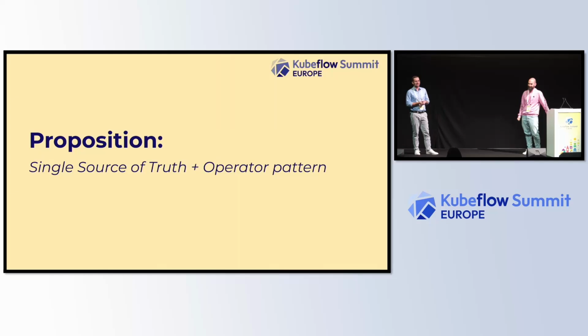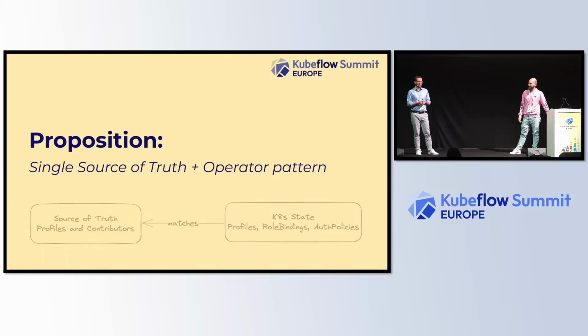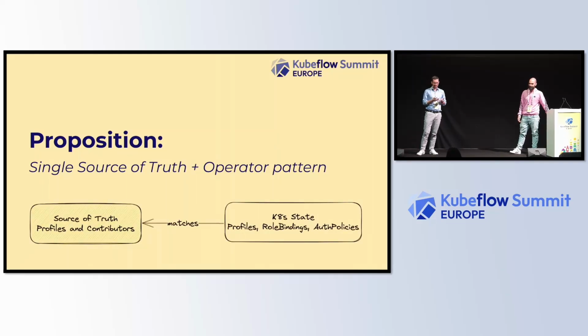So the elevator pitch here, the proposition, is to have a single source of truth, and then have the state of the Kubernetes cluster continuously match that source of truth. Note that here, when talking about sources of truth, we mean profiles and contributors, and the state of the Kubernetes cluster refers to the profiles, the role bindings, and the Istio authorization policies.